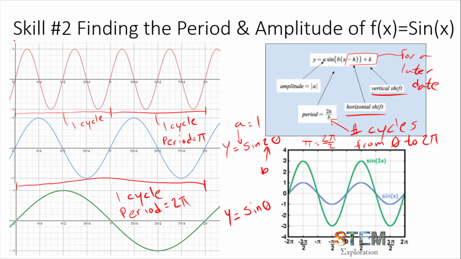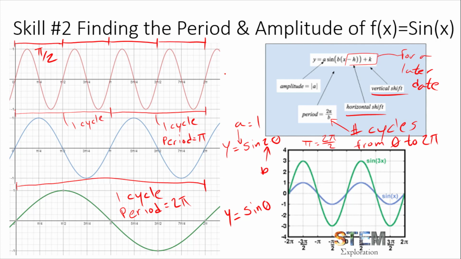So if I'm looking from here and I see it repeats here at pi over 2, that's one cycle. At pi over 2 to pi, that's another cycle. At pi to 3 pi over 2, that's a third cycle. And from 3 pi over 2 to 2 pi, that's 4 cycles. And so what I'm going to look at here, if I want to determine what the period of this function is, I see that the period is equal to pi over 2.